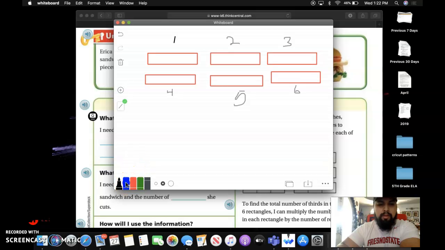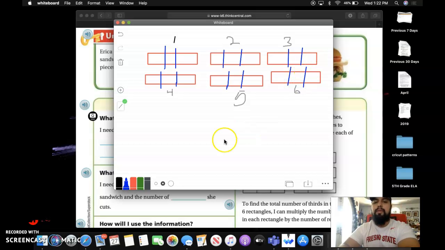Okay, so there's 6 wholes, and she's cutting each whole into thirds, so 3 pieces. So let's change colors. So each one's going to be cut into thirds. I could just actually draw that all the way down, but it's okay. She's cutting each whole into 3 pieces, each whole into thirds. Notice the way I'm saying it, and that's very important for this next step.